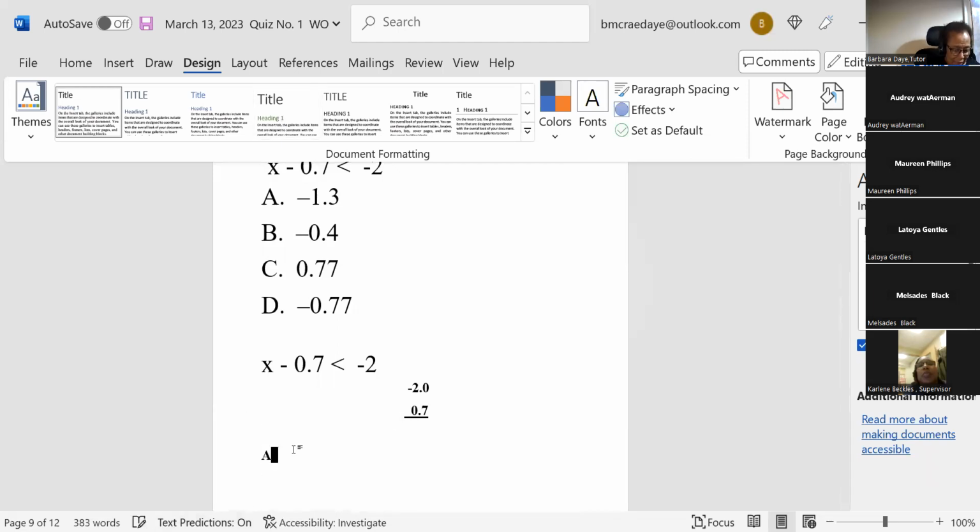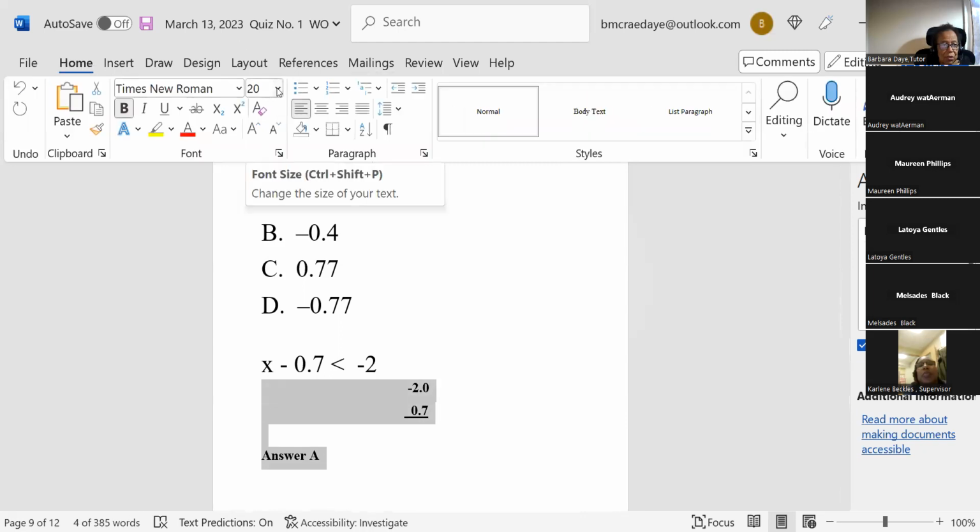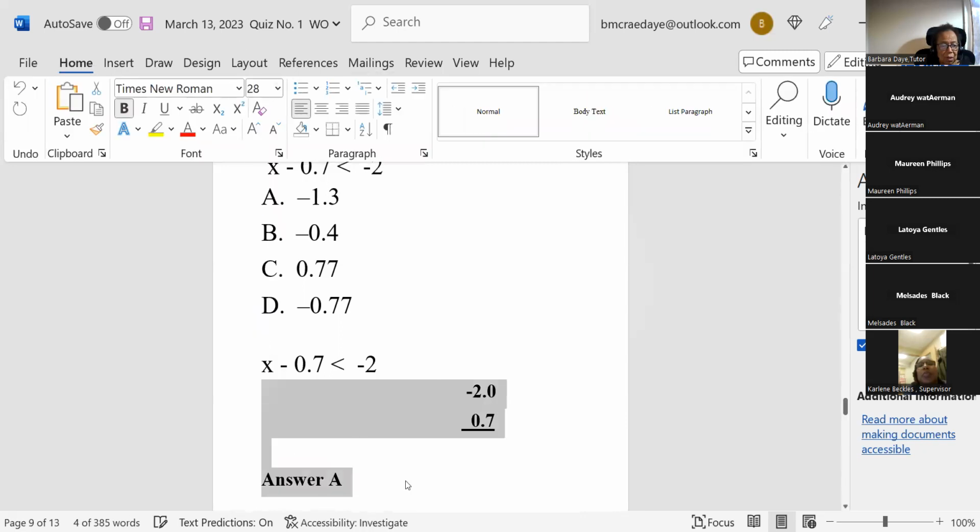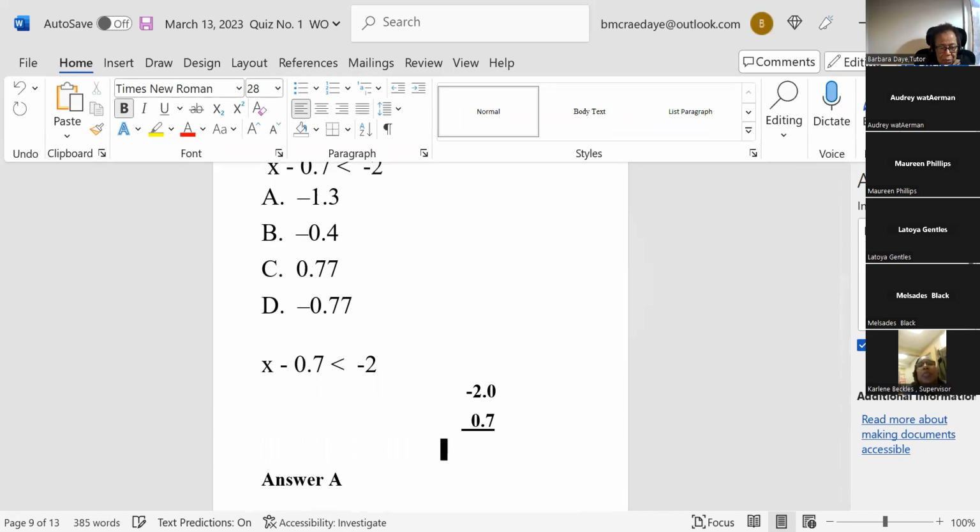Let me see what happened on the edge. Let me make that bigger so you can see it. Okay. So this gives you a minus 1.3 right here. Put it right here, minus 1.3. And that's your answer A.